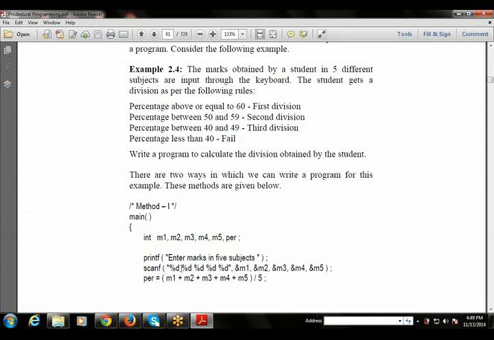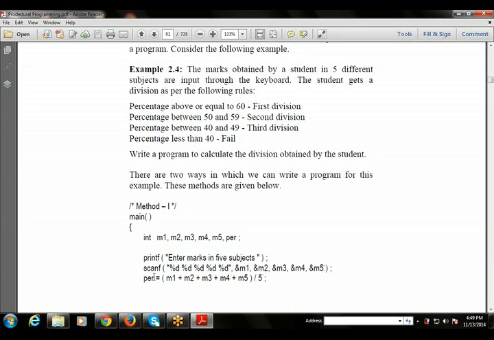Then it uses the scanf. Why is it using the scanf? Because these marks must be stored in the memory, and all 5 marks and the percentage are of the integer type. Then it is using the %d. So why is it using the %d? Because the marks we enter and store in memory are of integer type. Then it uses the variables M1, M2, M3, M4, M5.